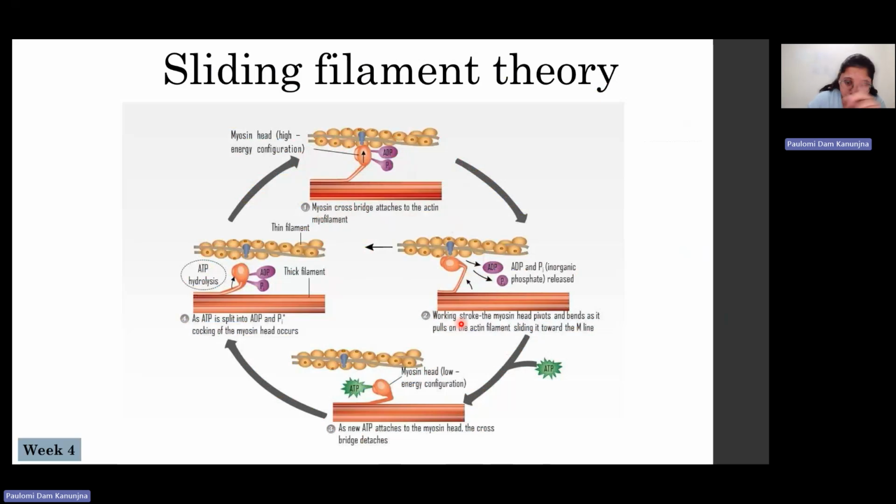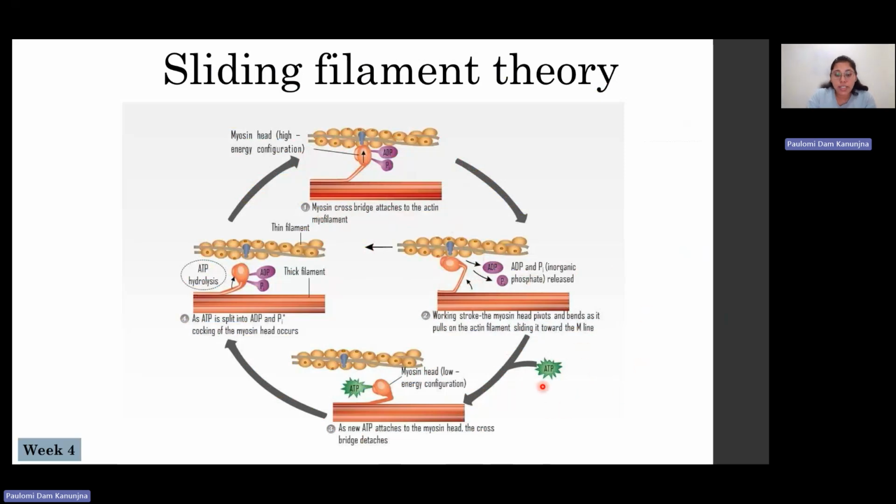So this working stroke is basically the myosin. You see it is connected like this in a straight position. What happens next is the head pivots. So the head of the myosin moves like this and it bends. As it does that, it pulls the actin filament, sliding it over the M line, right? So that is what is sliding. It is pulling it, sliding it over the M line.